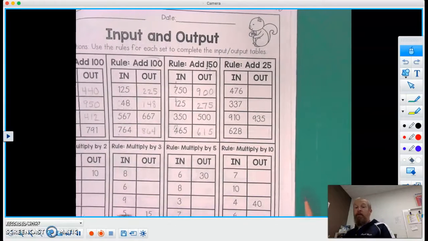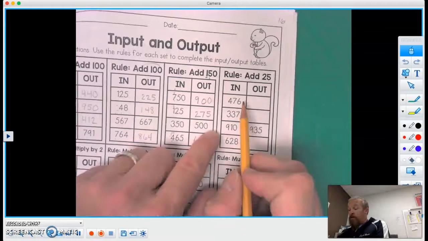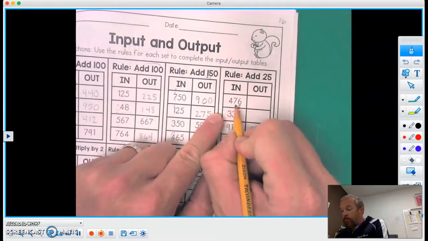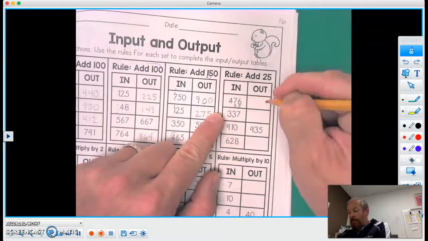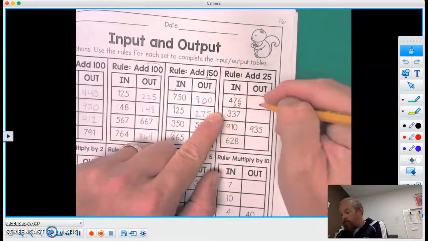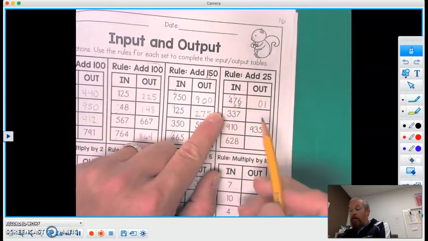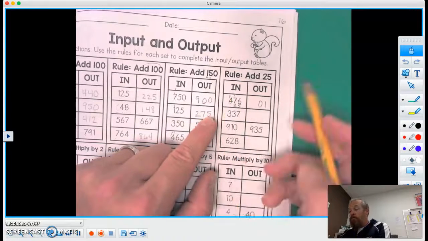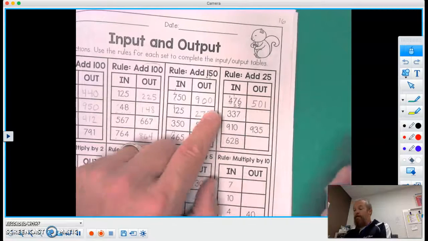Kind of the same thing here, right? So 6 plus 5 is 11. 7 plus 2 plus 1, 7, 8, 9, 10. We have to carry the 1 way over to the hundreds now. 4 plus 1 is 5.